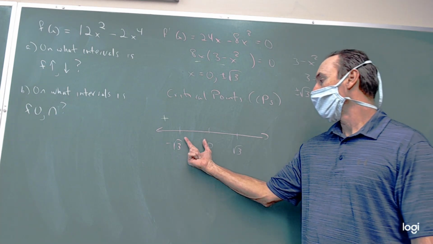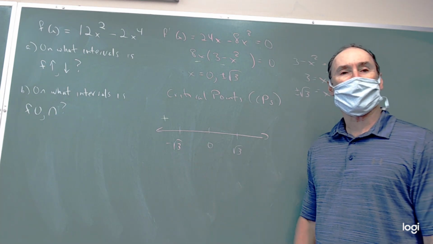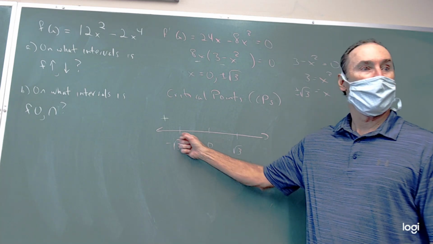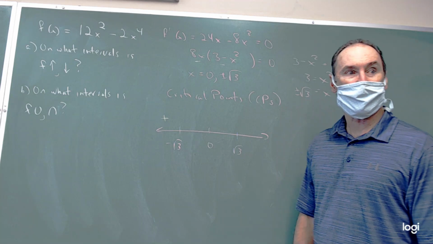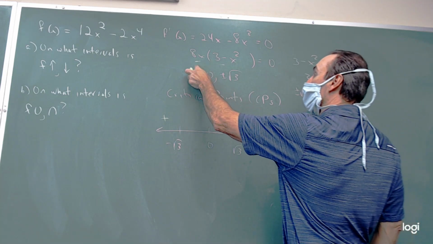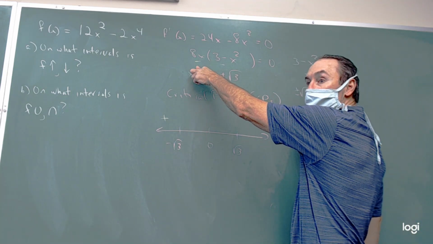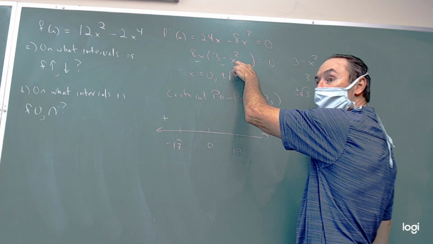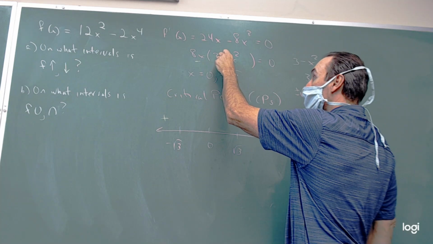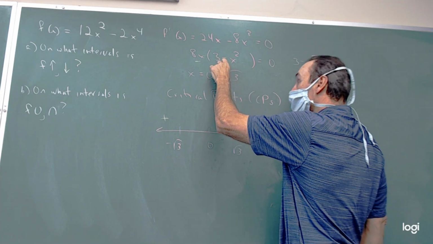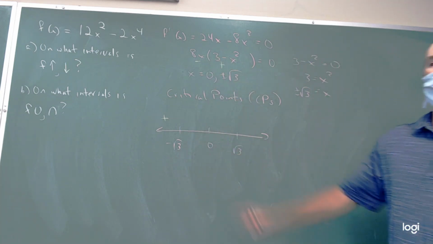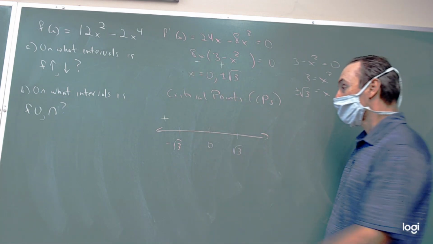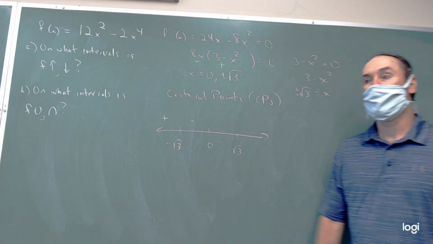Never mind. In between 0 and square root of 3. Well, 1 is in between 0 and square root of 3. So negative 1 is in between negative square root of 3 and 0. So we plug in a negative 1. Well, the 8x is still going to be negative. Negative 1 squared is positive 1. 3 minus positive 1 is positive. And a negative times a positive is negative. So this is now changed to a negative first derivative.